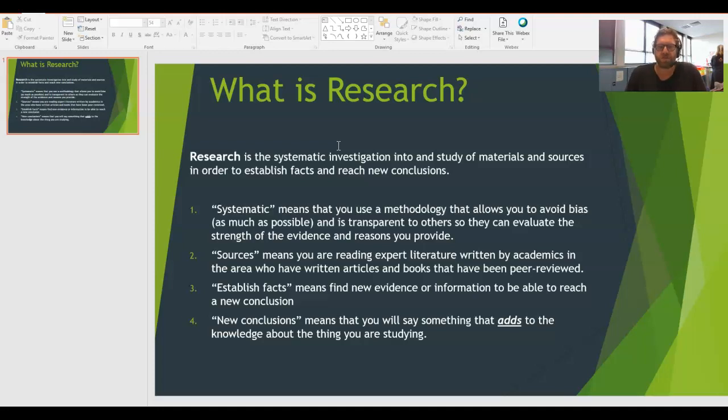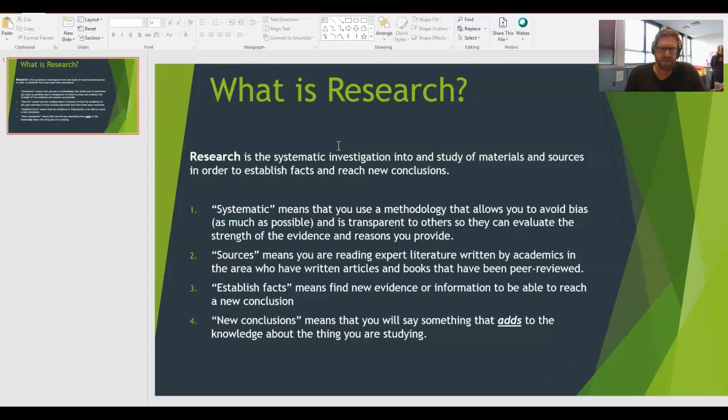new conclusions. All right. So sometimes we find that when we get a definition of a complex idea, we find it filled with other elements that are even more complex than the thing that we want to understand. Okay. So that's why I've gone through and tried to define some of those elements or concepts or ideas in the definition of research. Okay, so the first one, systematic. So it says research is a systematic investigation. What on earth does that mean?